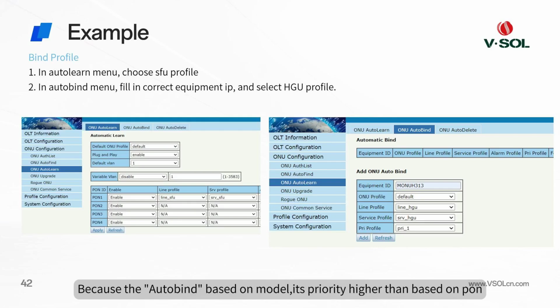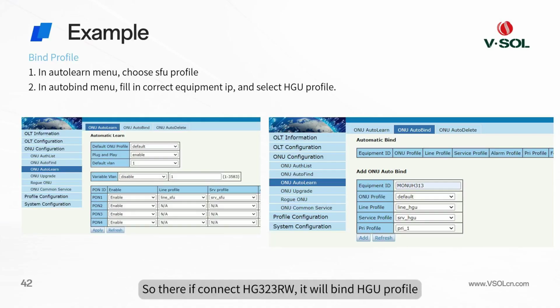So if you connect HG323RW, it will bind HGU profile. If you connect V2801RD, it will bind SFU profile.